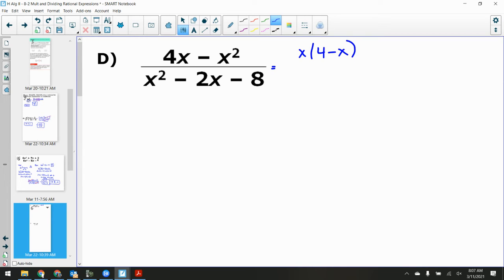Actually, you know what I'm going to do first? I don't like that. Never mind. What's weird about my top? It's not standard form. Let's put it into standard form. I'm going to turn it into negative x squared plus 4x. And now my GCF is not just going to be an x. It's going to be a negative x, because I lead with a negative, you pull out a negative. So negative x leaving me with an x minus 4.